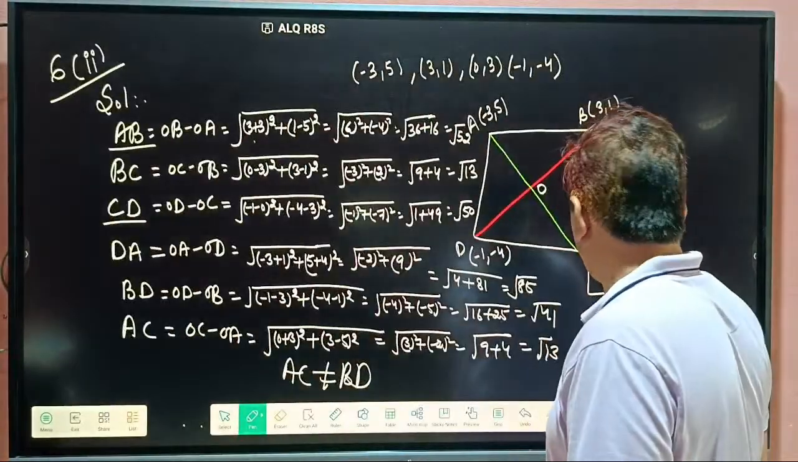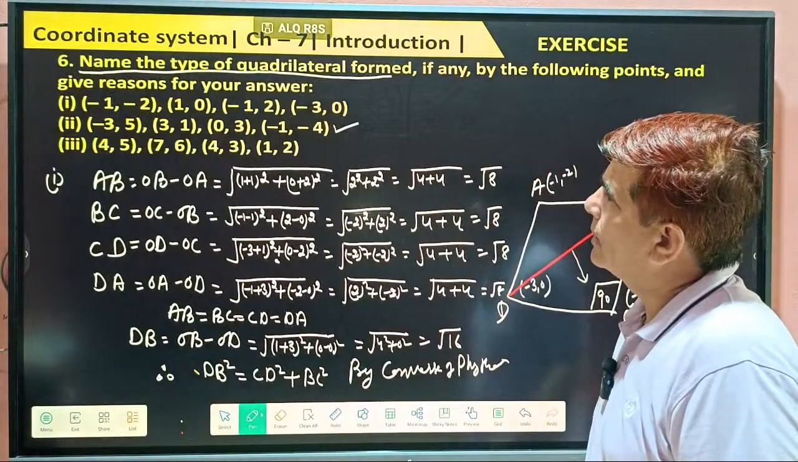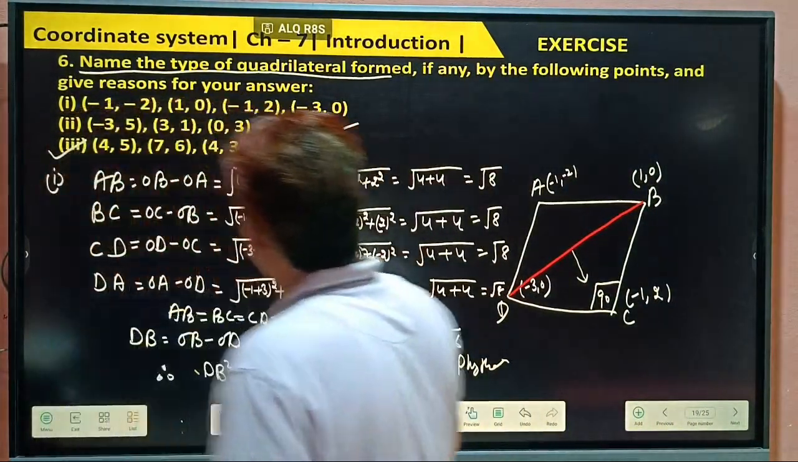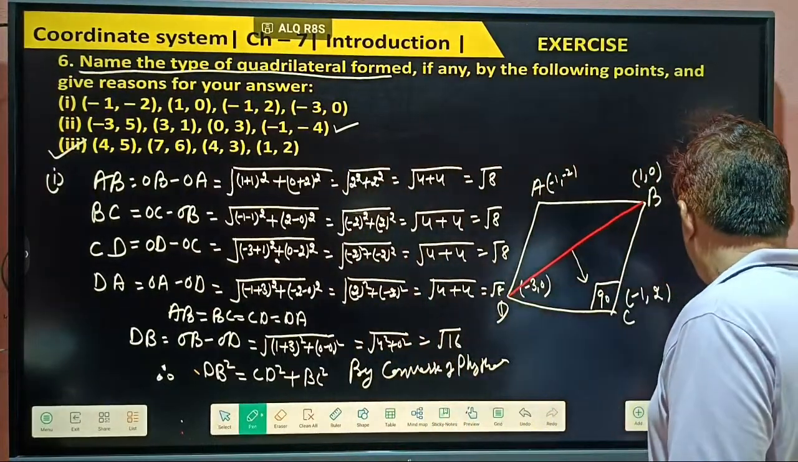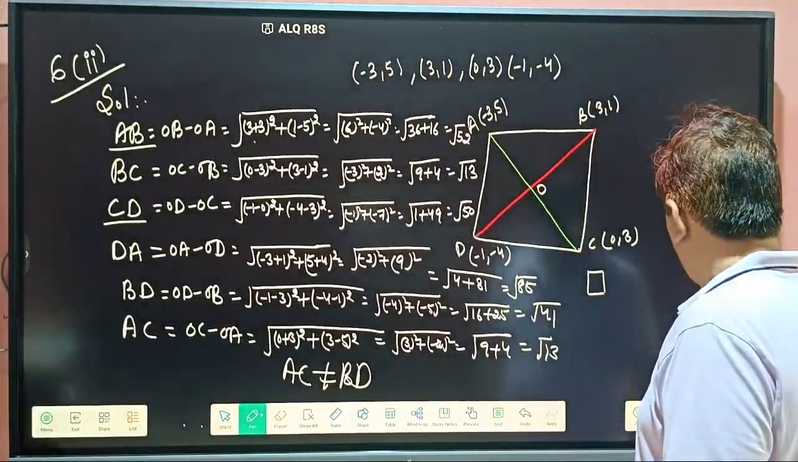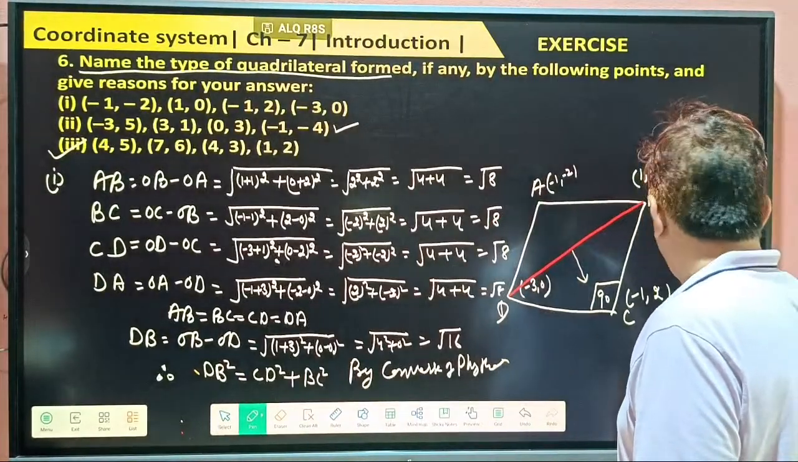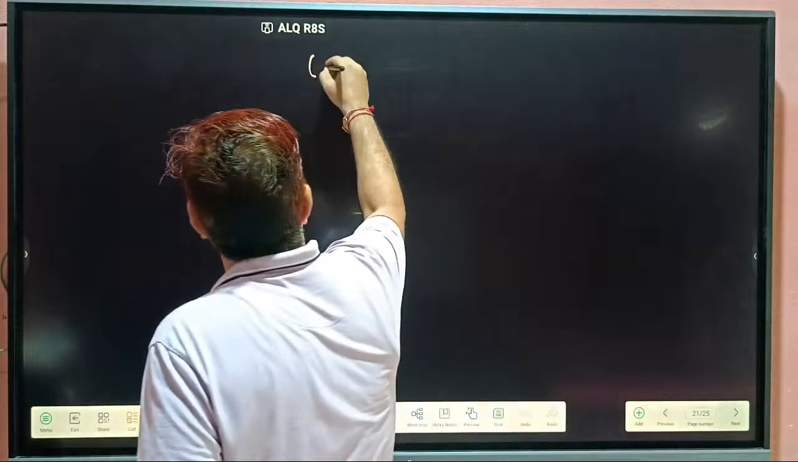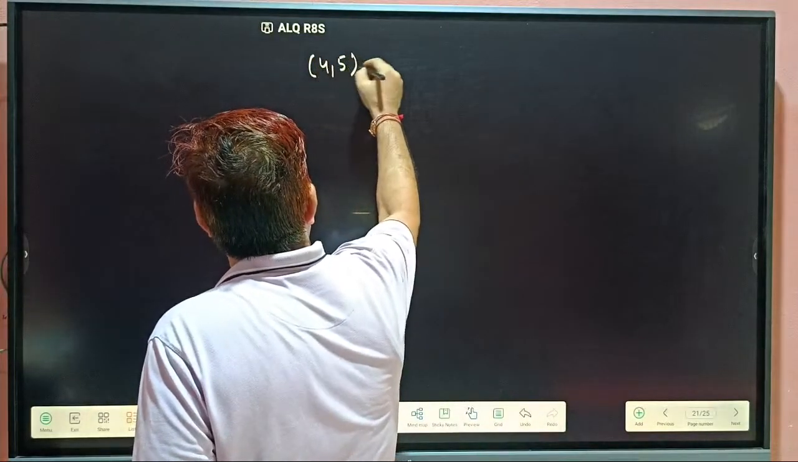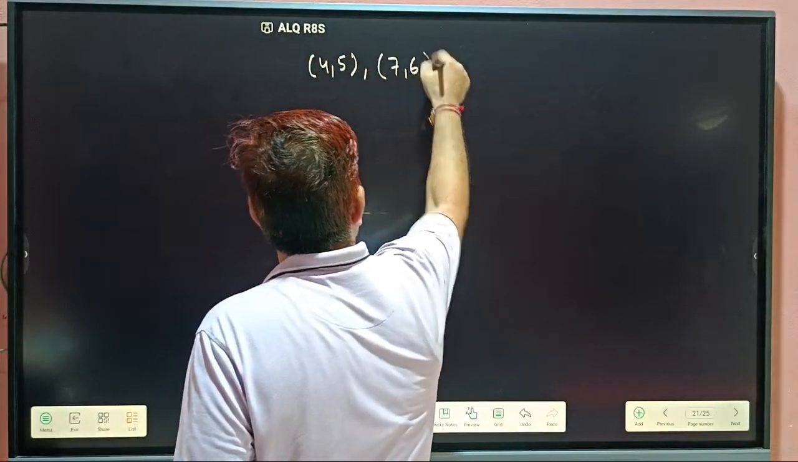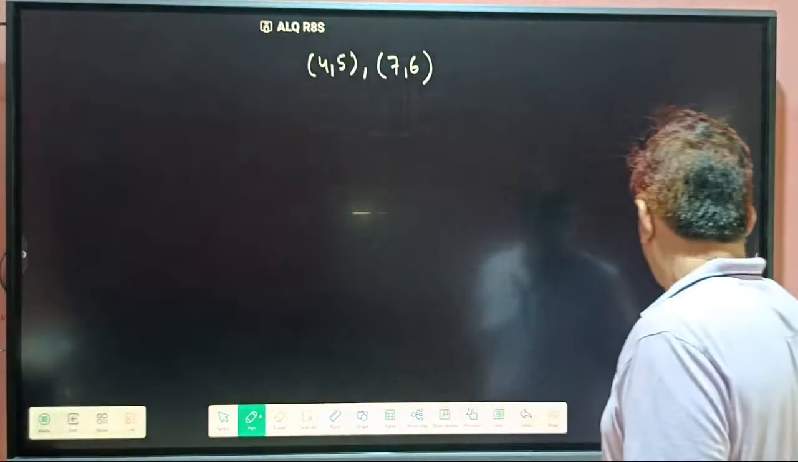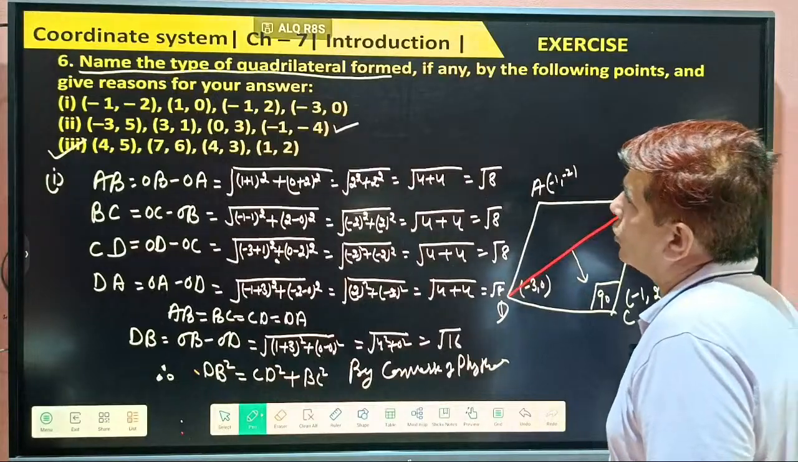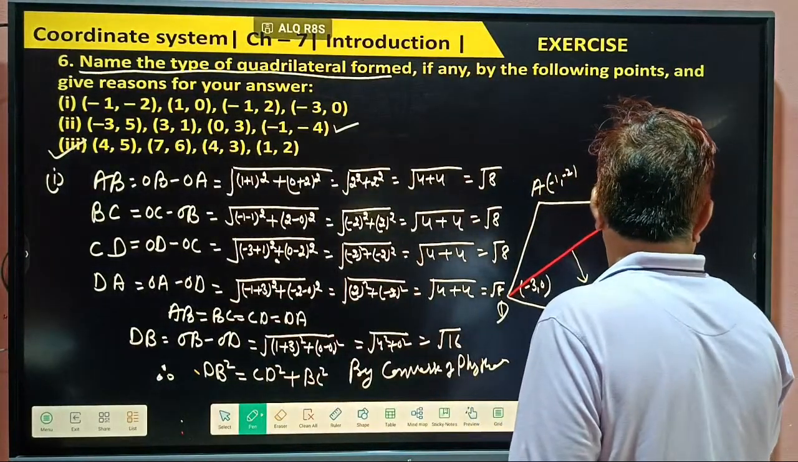Next, one more part is given. This third part. Coordinates given for A, B, C, D. So what can we write? First is (4, 5), and (7, 6). Then (4, 3), and (1, 2).